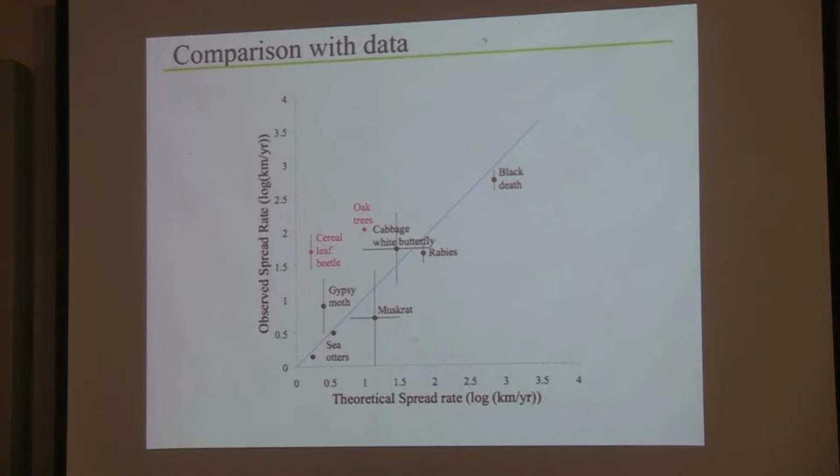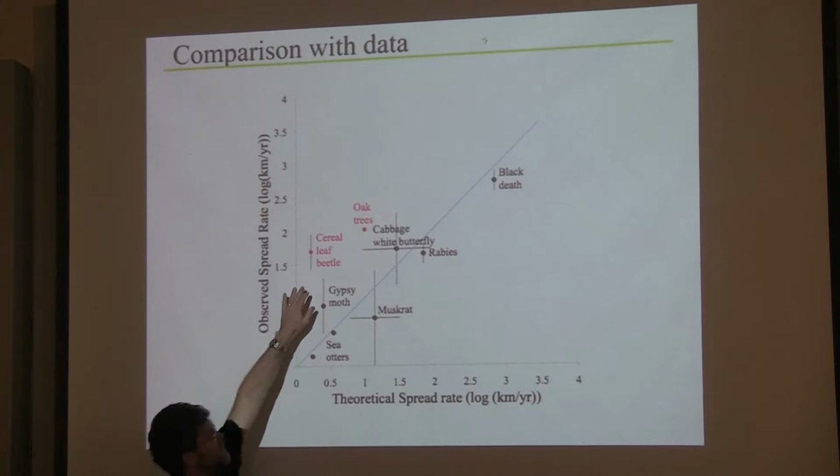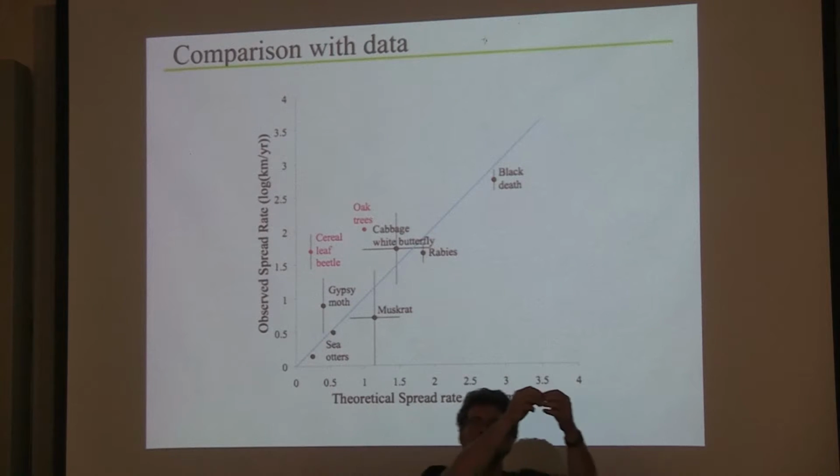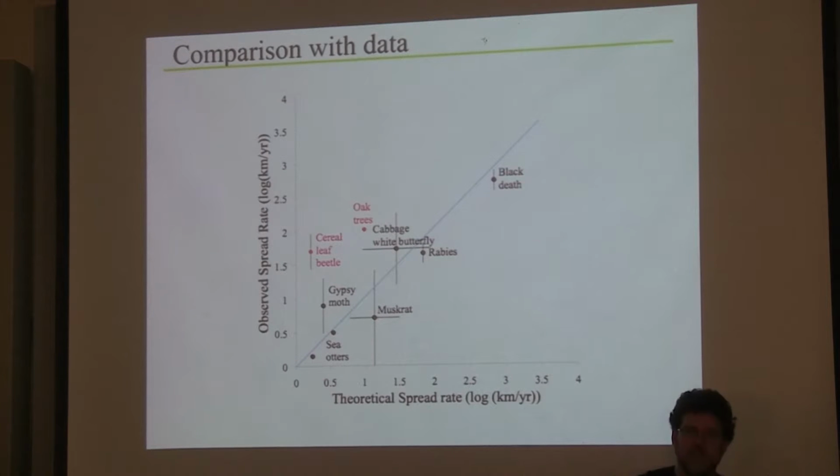So it's quite instructive to learn about this example here, which is the cereal leaf beetle, which is a pest in the United States. It moves in a kind of local diffusive fashion within fields and spreads. And then occasionally it's picked up by the wind, transported a very long way, and drops on another field.